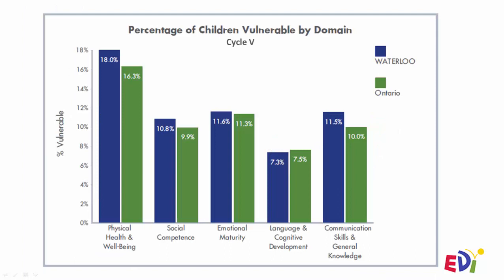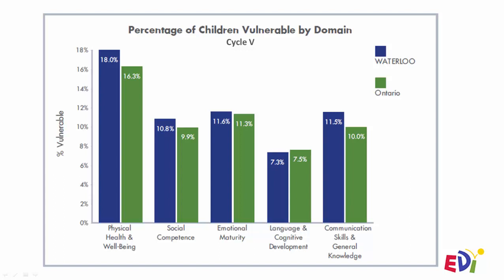Looking again to compare Waterloo Region to Ontario for Cycle 5, this time by domain. At first look, it seems like there is a greater percentage of children in Waterloo Region who are vulnerable compared to Ontario in 4 of the 5 domains.